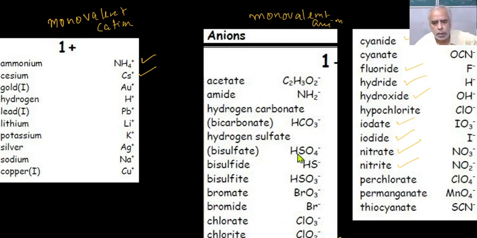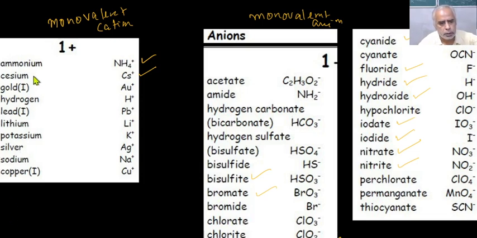In this case, bisulfate, that is HSO4 minus, bicarbonate, HCO3 minus. Similarly, we have bromate here, BrO3 minus, bisulfite, HSO3 minus. So likewise, we have monovalent ions. One monovalent cation can combine with one monovalent anion.